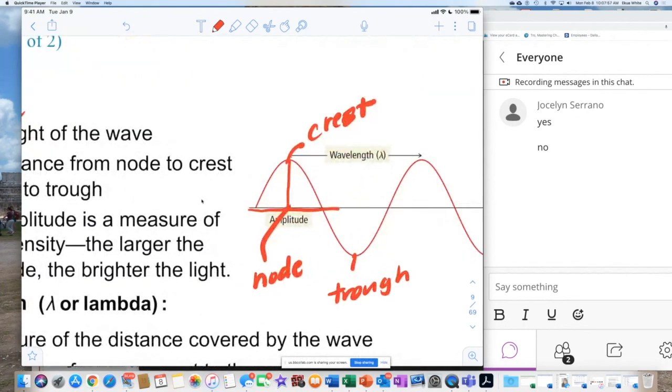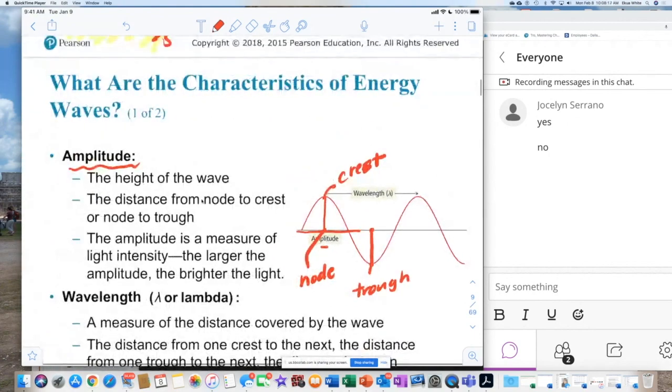So the node of the wave is the center, okay? So if you measure the center of the wave or the core of the wave all the way to the highest part, that is called the amplitude. If you measure the core or the center of the wave all the way to the lowest part, this is also called the amplitude. So what do we get from the amplitude? The intensity of the light.